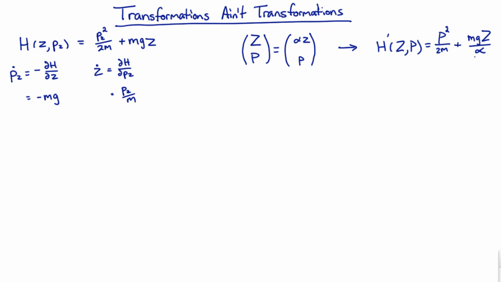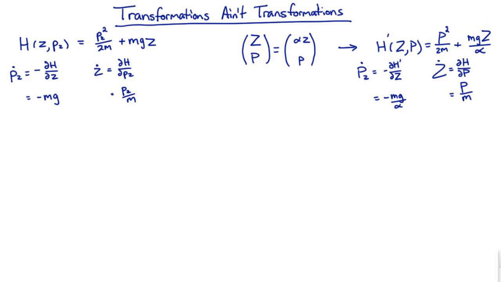So that's a straightforward change of variables, but Hamilton's equations still apply. Well, let's check. Capital P dot equals minus dH' d capital Z, and capital Z dot equals dH' dP, capital P in this case. Alright, so this is still capital P on m, and this here is minus mg on alpha.